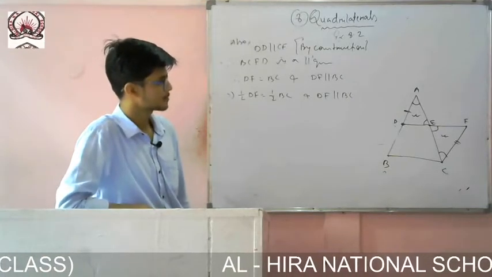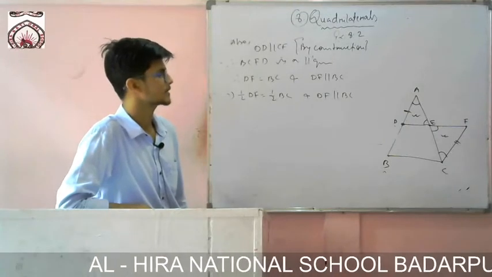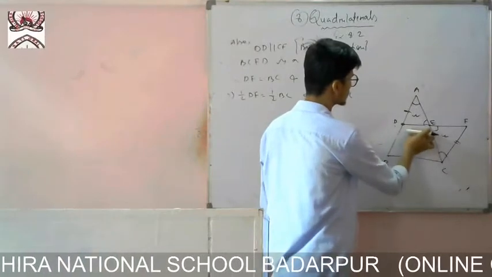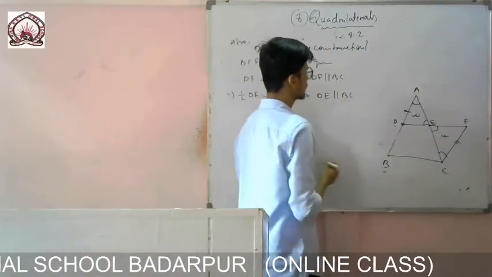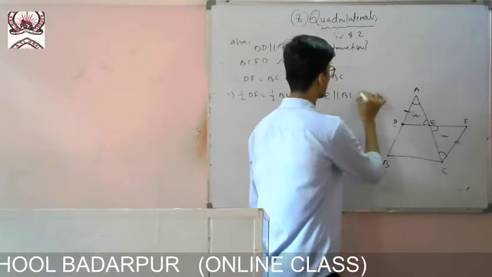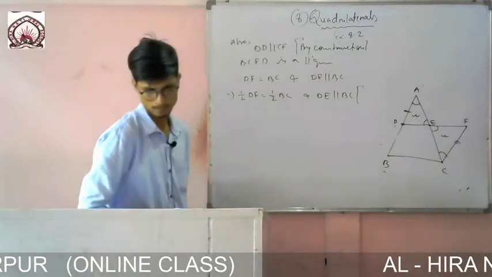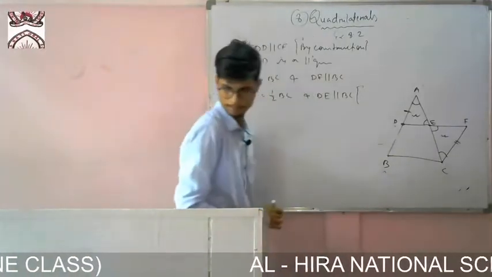Okay, you see where is DF? Yes, this one. So DF and DE are the same line. If DF is parallel to BC, that means DE also will be parallel to BC. So in place of DF, I am writing DE is parallel to BC. Okay. DE is parallel to BC.